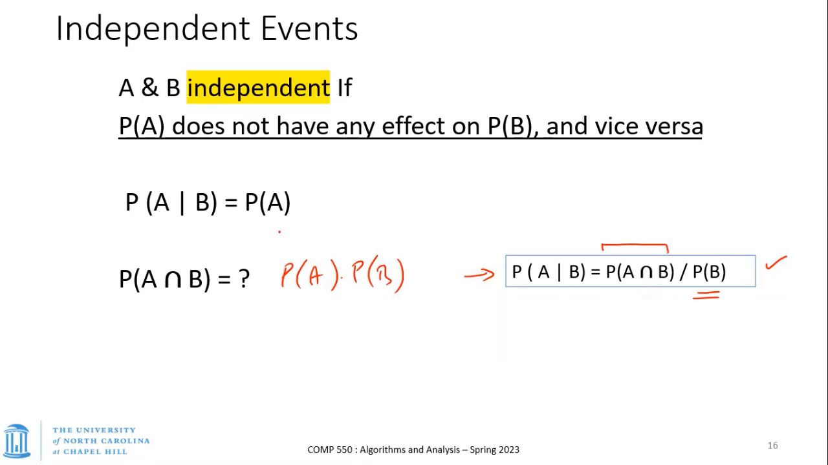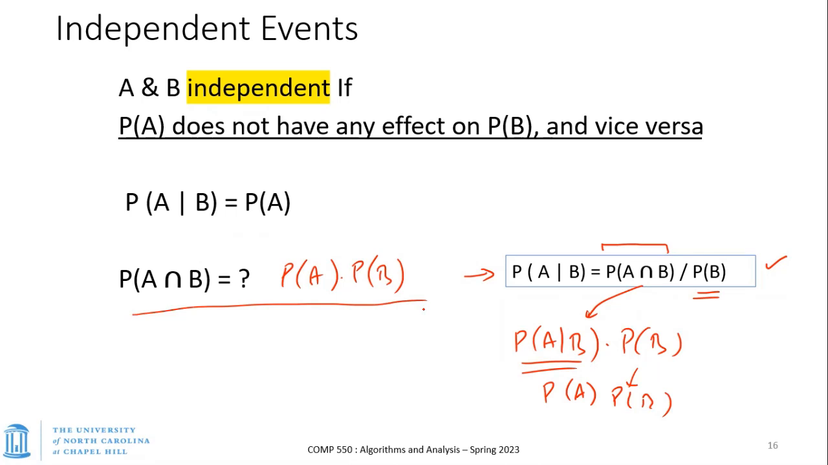It comes right out of this equation. We've already seen that the probability of A intersection B is the probability of A given B times the probability of B. Since these two are independent, that becomes the probability of A times the probability of B. So whenever you have two independent events, to find the probability that both have occurred, all you need to do is independently find the probability of one event and the probability of the other event, and simply multiply them. Things become simple if you have independent events.